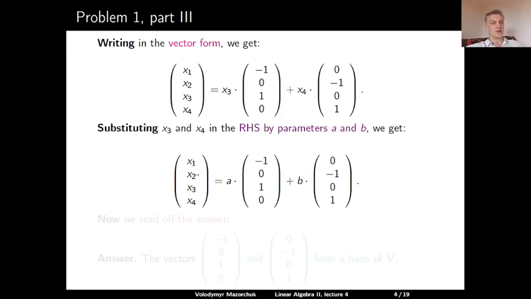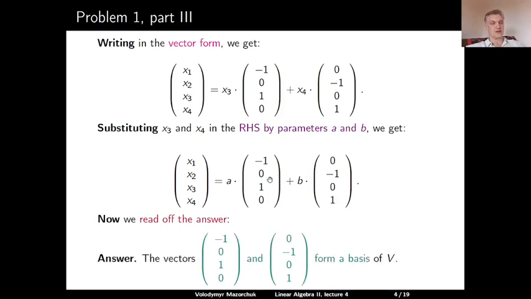So the vector x1, x2, x3, x4, which solves our system, is of the form a times minus 1, 0, 1, 0, plus b times 0, minus 1, 0, 1, where a and b are arbitrary real numbers. So we can directly read off the answer. The vectors minus 1, 0, 1, 0 and 0, minus 1, 0, 1 form a basis in our subspace V.